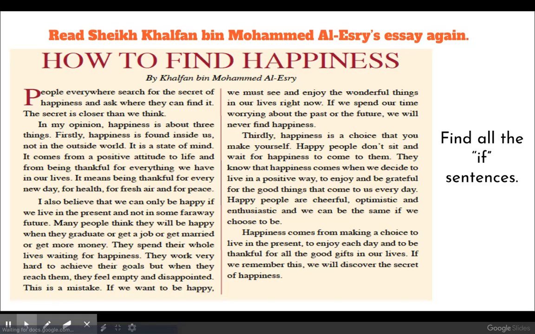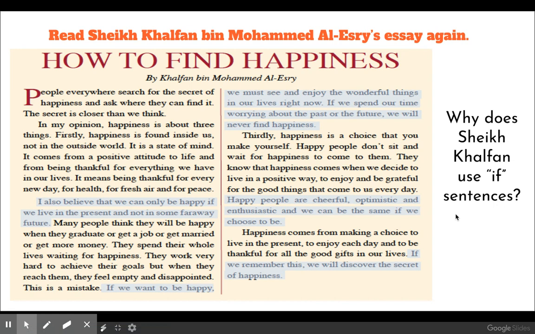Getting ready. We're going to look one more time at Sheikh Hafan bin Muhammad al-Esri's essay on happiness. And what I want you to do is see if you can find all of the if sentences. Did you find them? There they are. We have quite a few if sentences in this essay that he has written for us about happiness. So my question is, why does he use if sentences? What is he trying to do by using so many of these first conditionals?